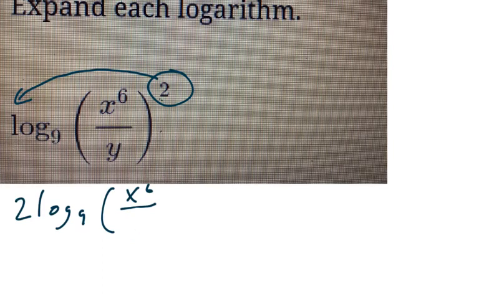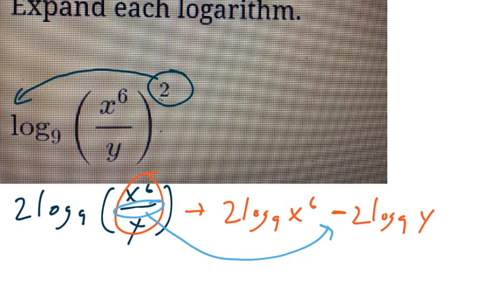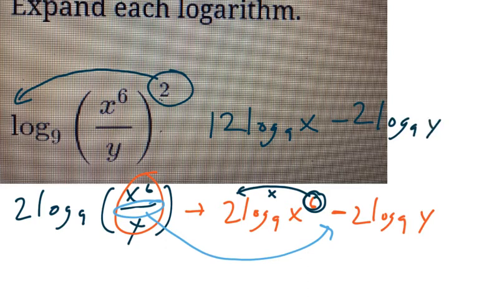Now that we've done that, if we look inside our log here, that is a divide there, right? A fraction. Well, divide is subtract. So this becomes 2 log base 9 of x to the 6 minus, so this divide right here becomes a minus, 2 log base 9 of y. And if you look, we're done, except there is a 6 power, which we can bring in front and multiply with that 2. So the 6 times 2 is 12 log base 9 of x minus 2 log base 9 of y.